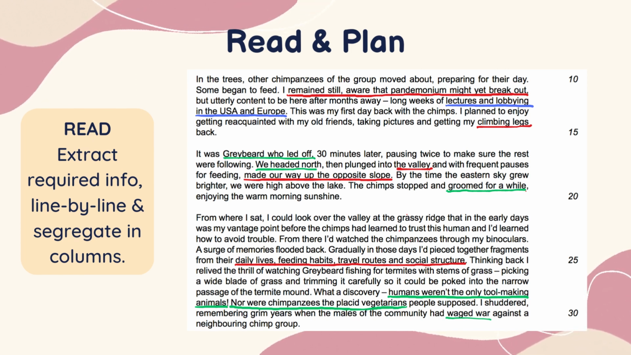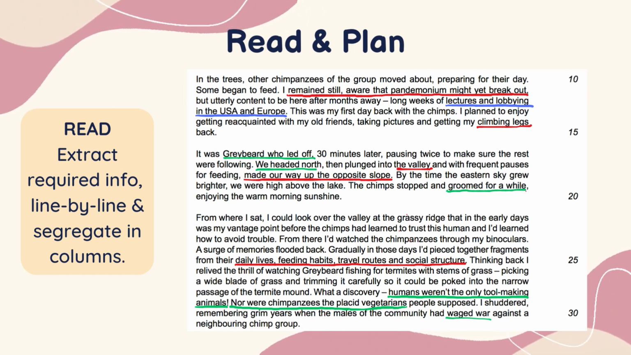Next, she lectures and lobbies around the world. So traveling over the world and spreading information about chimpanzees. In other words, this shows that she is raising awareness. This shows how her work is important, so blue. In the fourth paragraph, Greybeard led off and the chimps headed north. Okay, so apparently there's a leader in the tribe and they have a travel route. It's all organized. This describes the chimpanzee's lifestyle, so both are green. They move to the valley and opposite slope. Wow, that looks like a long way to walk. Long distances can be challenging for Jane, so red. The chimps groomed for a while. Okay, grooming sounds like a habit for them, so let's have it in green.